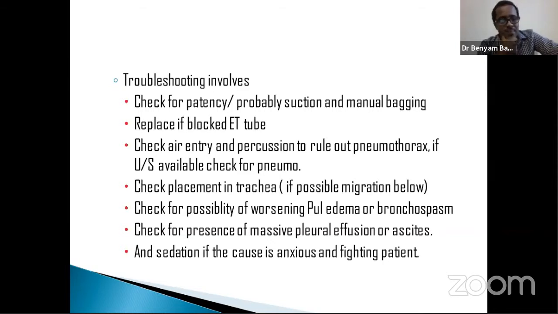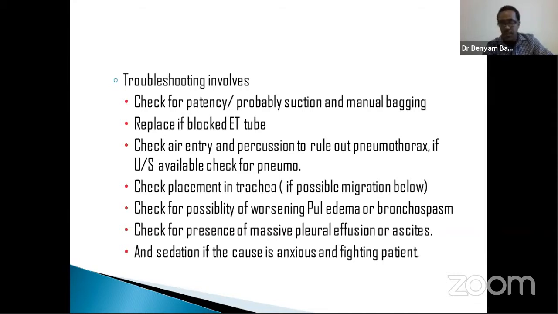The other thing is to check for the possibility of worsening pulmonary edema or bronchospasm. Whenever you have worsening of the underlying condition, the high pressure alarm will go off. Also check for the presence of pleural effusion. Whenever there is pleural effusion, lung compliance will be decreased, so it will take a lot of pressure to deliver a certain volume. There will be a need for high pressure, so the high pressure alarm will go off. Always check for pleural effusion or ascites.